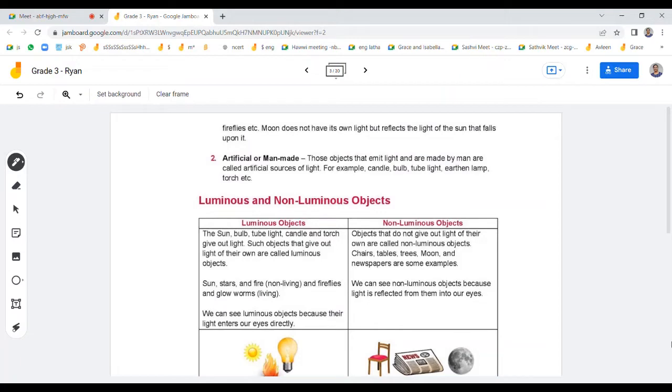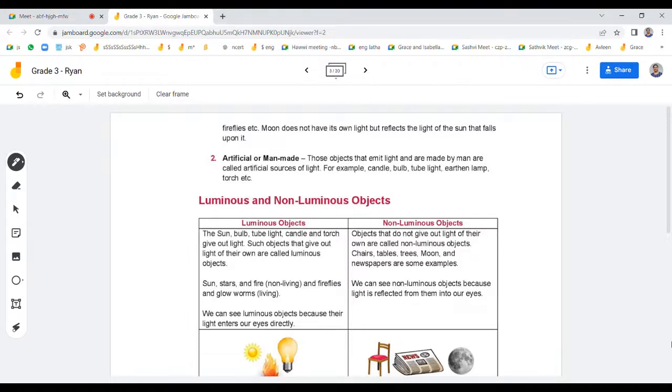This one is an important question. They will ask in every exam the differentiation between luminous objects and non-luminous objects. Non-luminous objects do not give out light of their own. Does a chair give light? No, a chair doesn't give light. It's a non-luminous object.